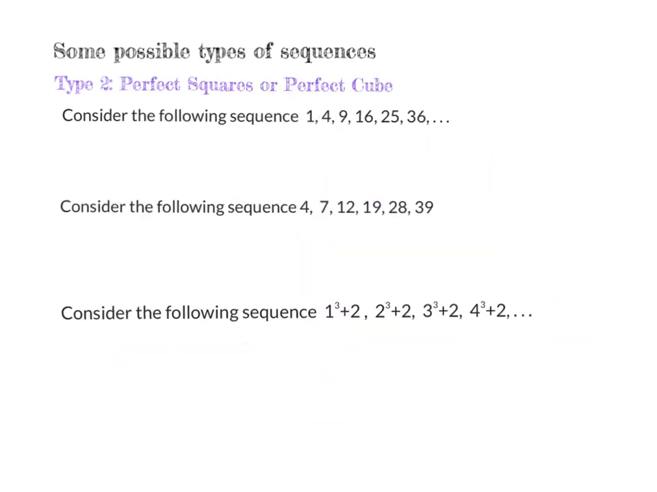Some possible types of sequences. Now type 2, perfect squares or perfect cubes. You can take some time to copy down the questions by pausing the video, or you can write down the questions after you finish watching this part of the video. Now let's consider the following sequence: 1, 4, 9, 16, 25, and 36.